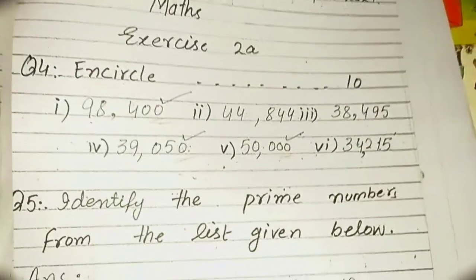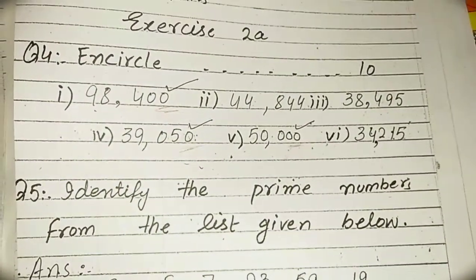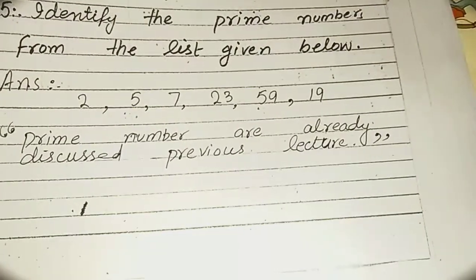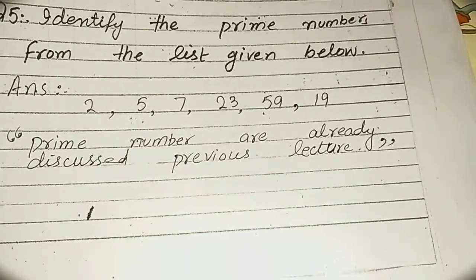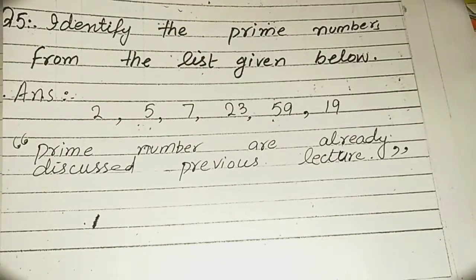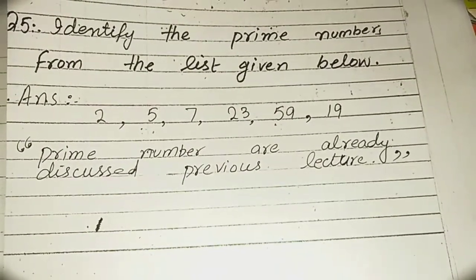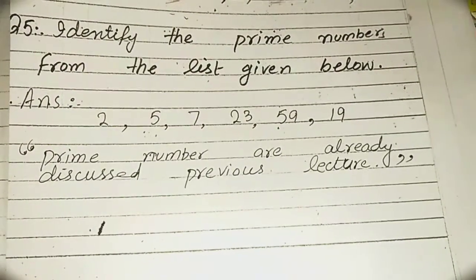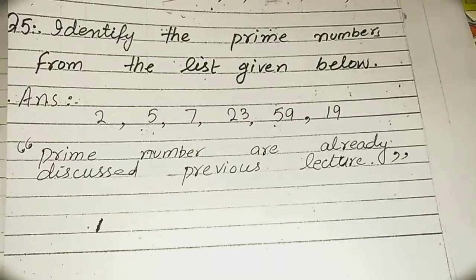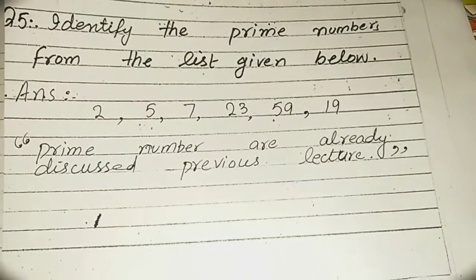Next question number 5. Identify the prime numbers from the list given below. So our answer is 2, 5, 7, 23, 59 and 19. As in the previous lecture we have discussed, prime numbers are those which have only two distinct factors, which are 1 and itself. So 2, 5, 7, 23, 59 and 19 are our prime numbers.